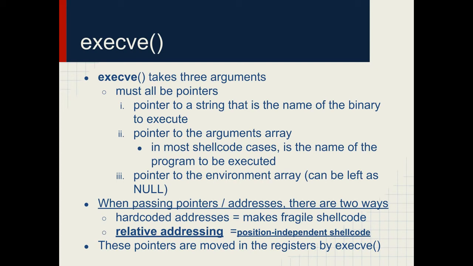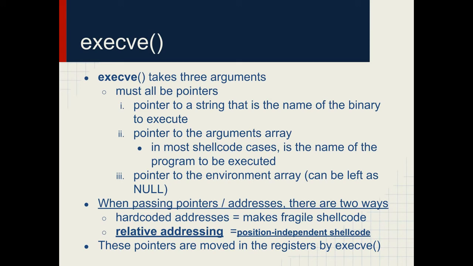The next pointer is going to be to an arguments array. And in most cases, the very first argument is just going to be also the name of the file. Then a pointer to the environment array can be left as completely null, but will have to be pointed in as well. So EAX is going to be the system call for execve. EBX is going to be a pointer to the string of the binary to execute. ECX is going to be a pointer to the arguments array. And EDX is going to be a pointer to the environment array, or a pointer to something that's null. Not a null pointer, but a pointer to something that is null.